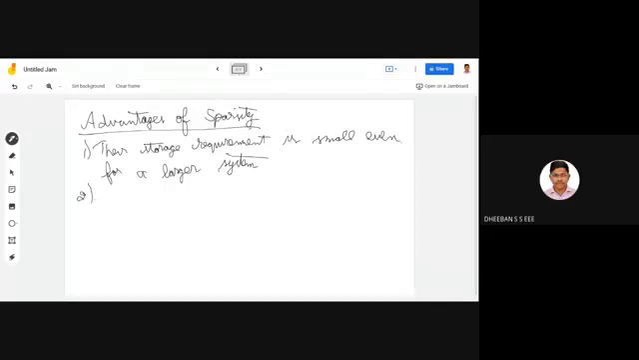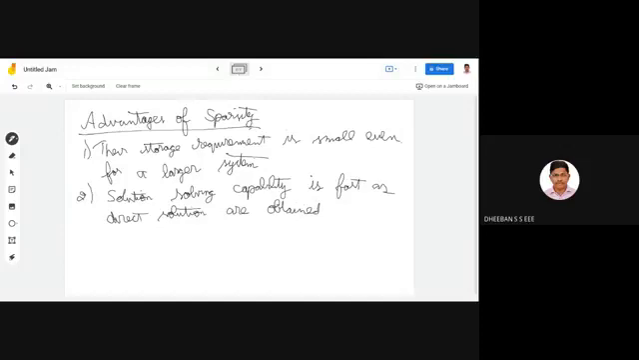The second point is that direct solutions can be obtained. That is, the solving capability is fast, as direct solutions are obtained. What they are trying to mean is that the computational methodology is very minimized. The complexity in computation is minimized due to this sparsity.